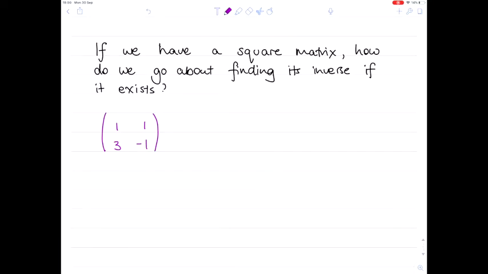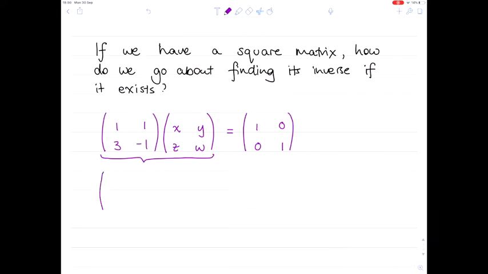Suppose we've got this matrix here, 1, 1, 3, minus 1, and we want to find an inverse. That means that we want to find a matrix with elements, say, x, y, z, w, so that when we multiply these two matrices together, we get the 2 by 2 identity matrix. So if we think about actually doing this multiplication, what do we get? Well, we've got a 2 by 2 matrix multiplied by a 2 by 2 matrix. We can multiply them together and it's going to give us a 2 by 2 matrix as a result.